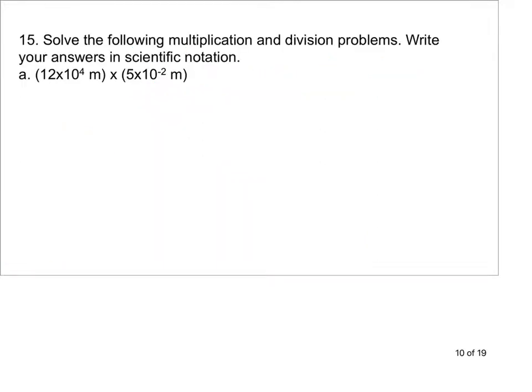Now you can do some multiplication and division. We tend to do more multiplication and division in chemistry than we do addition and subtraction.